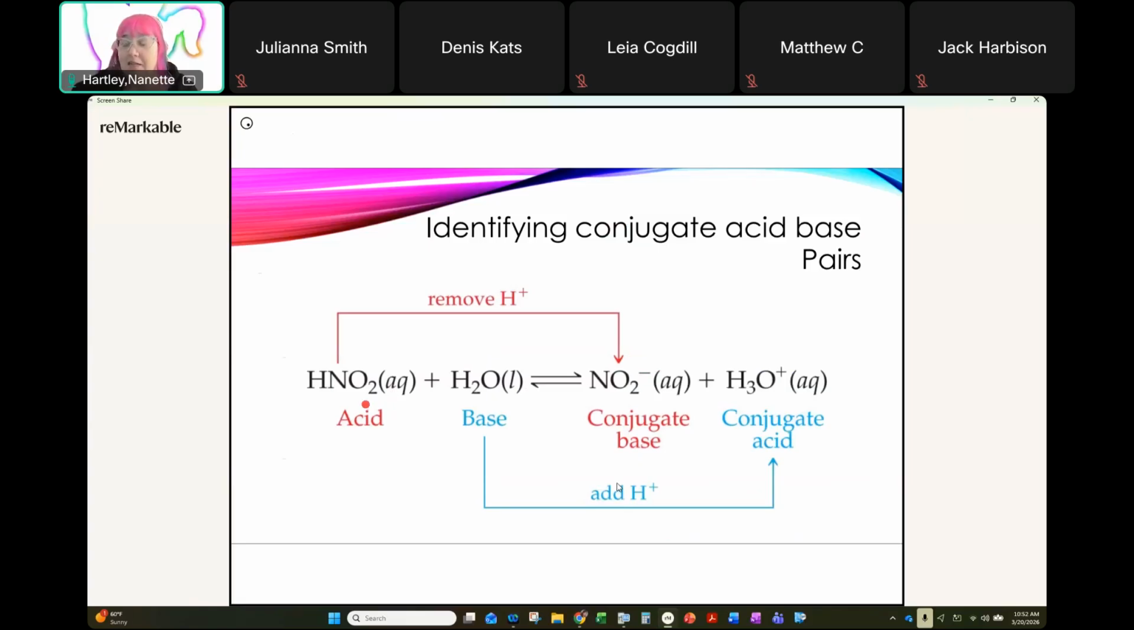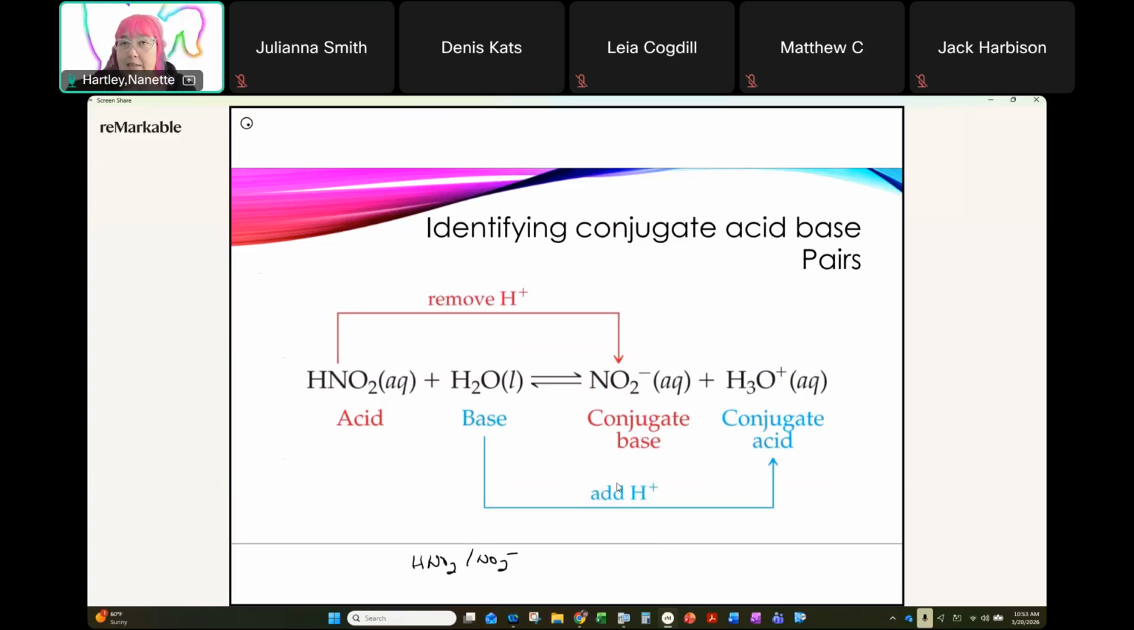That means that if this is my acid, this must be my base. When it donates this proton, which it does because it's an acid, then my H3O plus forms, meaning that this picked it up, so it is acting as a base. Once it's done that, it makes an NO2 minus, which is the conjugate base of that acid. Notice that I've lost a proton between these two. Because it's one proton different, that makes it a conjugate acid-base pair. So we would talk about our acid and its conjugate base.